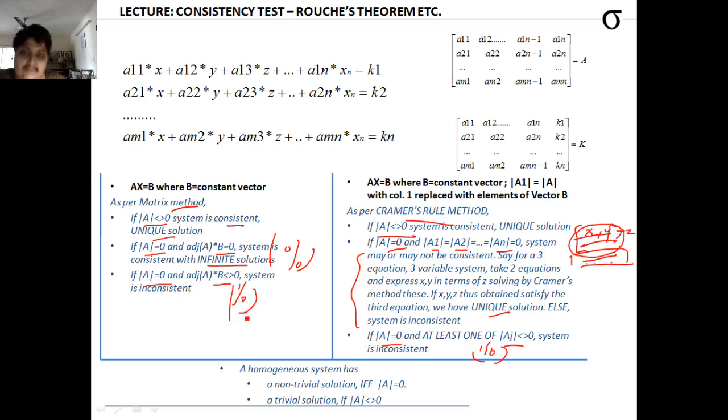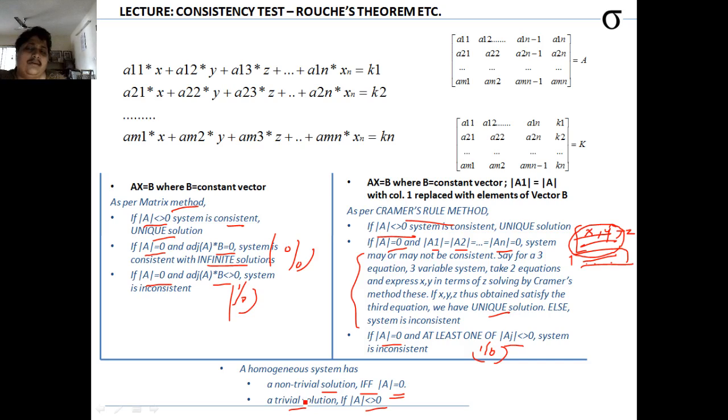Now, for a homogeneous system, you have a non-trivial solution if and only if the determinant is equal to 0, and when that is not the case, you have only the trivial solution.